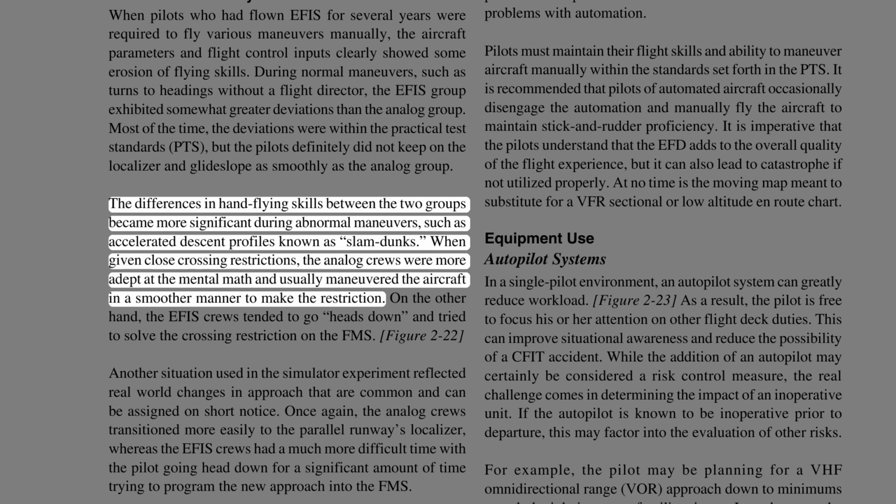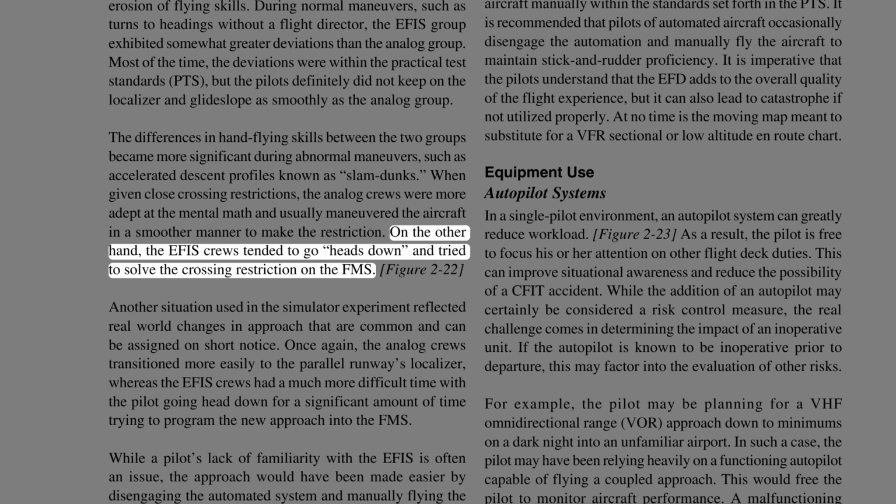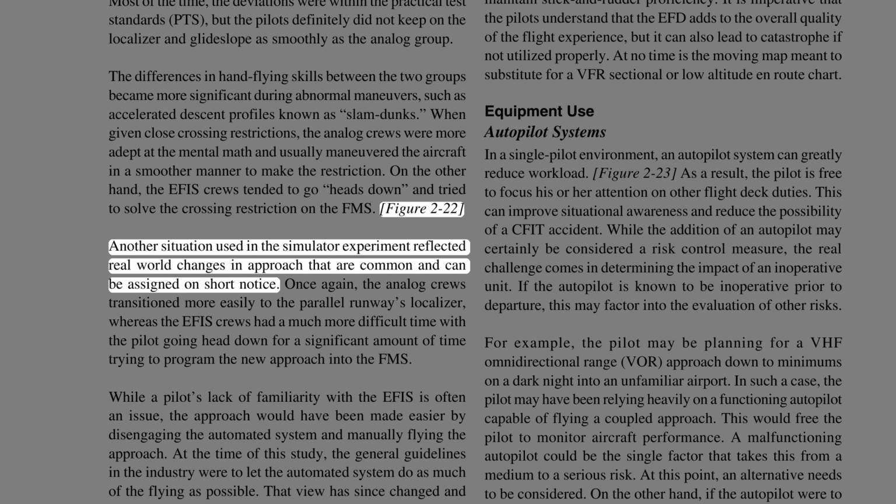The differences in hand-flying skills between the two groups became more significant during abnormal maneuvers, such as accelerated descent profiles known as slam dunks. When given close crossing restrictions, the analog crews were more adept at the mental math, and usually maneuvered the aircraft in a smoother manner to make the restriction. On the other hand, the EFIS crews tended to go heads down and tried to solve the crossing restriction on the FMS. Figure 2-22.